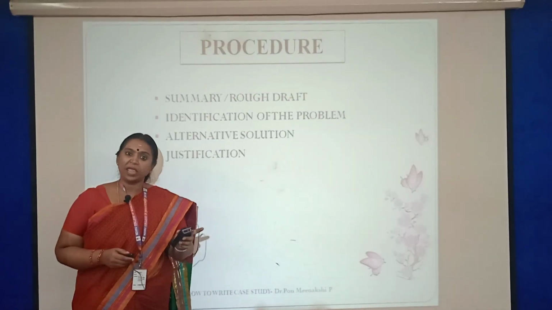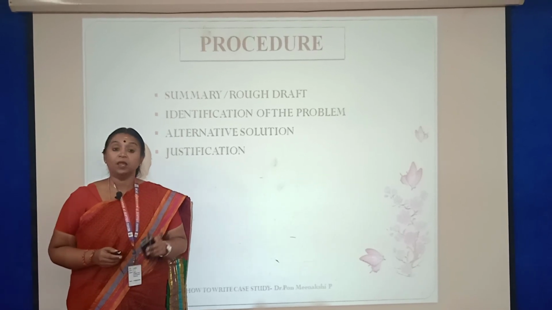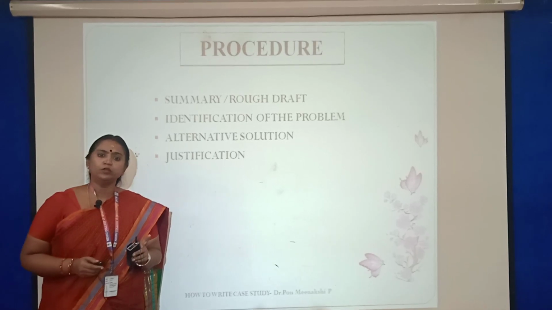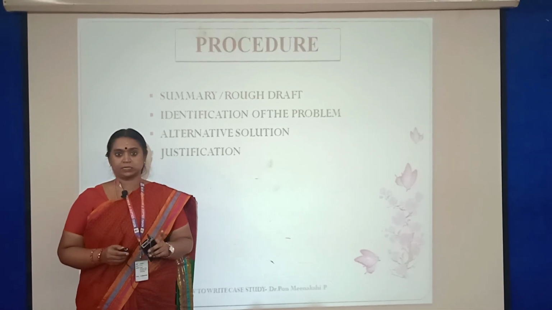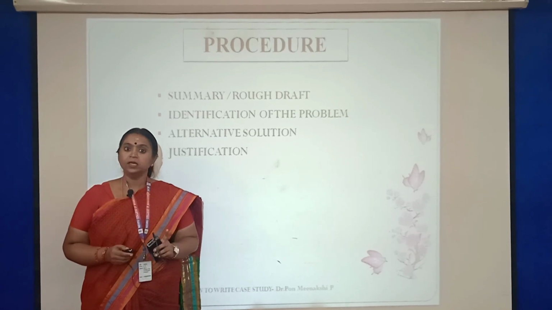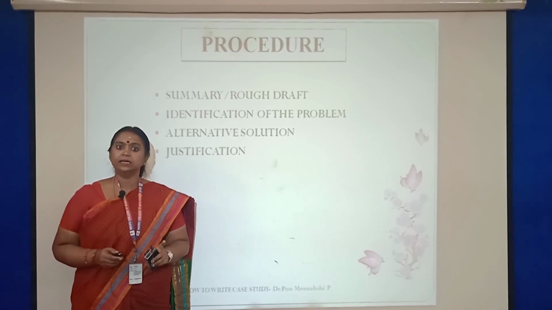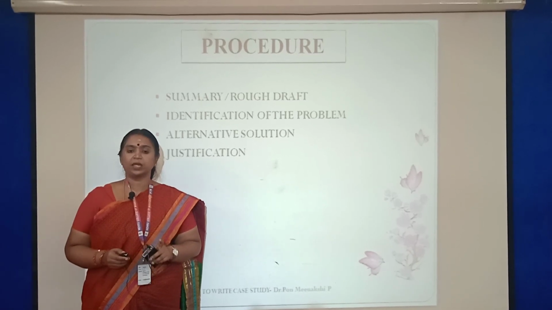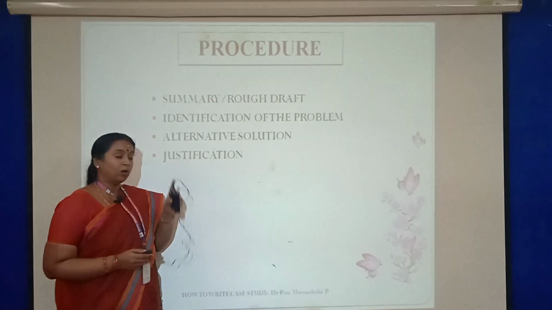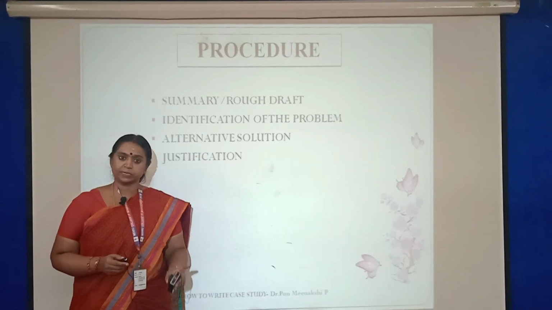These are the four main subtitles necessary while writing a case study. Number one, summary or rough draft. You can write 10 to 15 lines about the case. Next one is identification of the problem. You can point out what the problems are with a subtitle, and in 3 or 4 lines you can write them. Then you mention the alternative solutions. So: summary, identification of problem, alternative solution and justification.